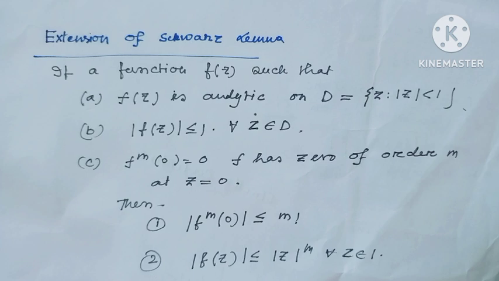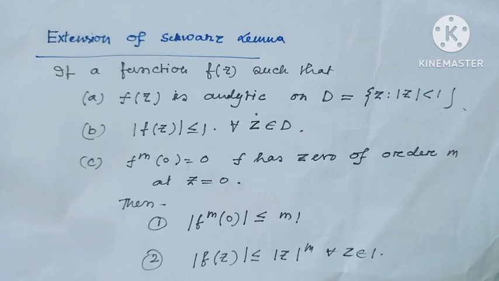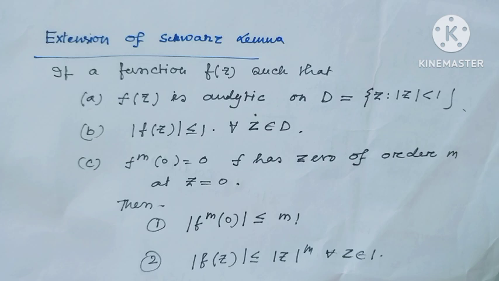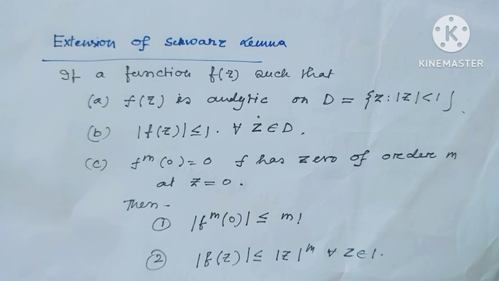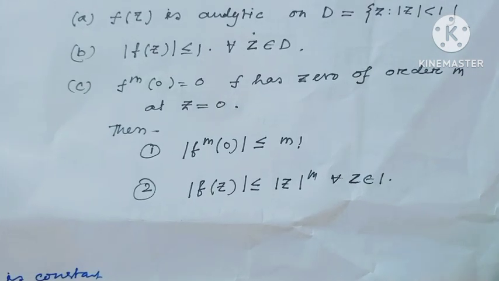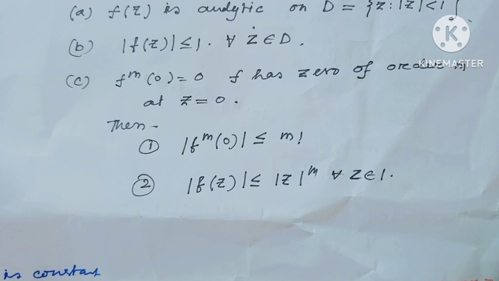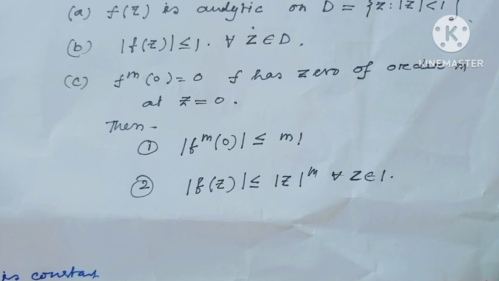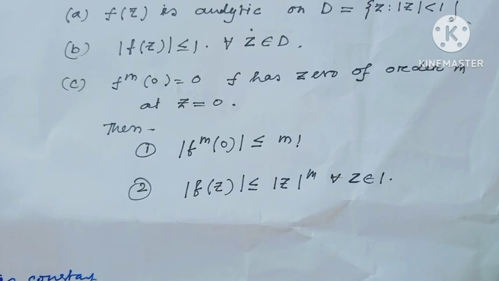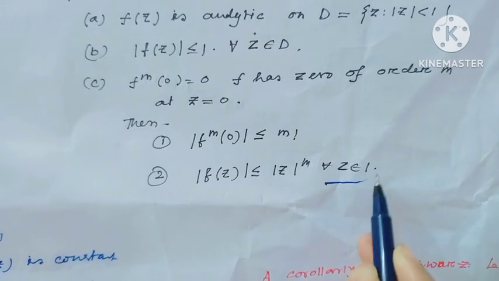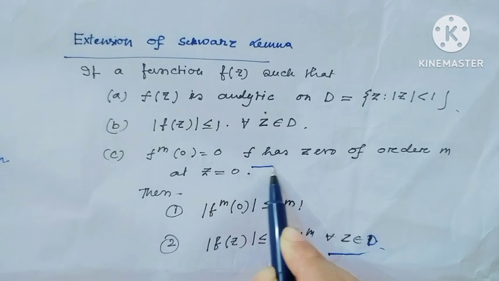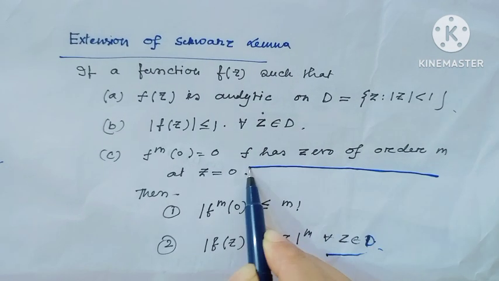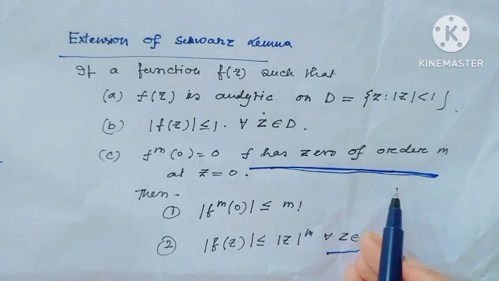See, f^(m)(0) equals 0 means f has a zero of order m at z equal to 0. Then absolute value of f^(m)(0) is less than or equal to m factorial, and second, absolute value of f(z) is less than or equal to absolute value of z to the power m, and this is true for all z belonging to the domain D. That means the Schwarz extension lemma is used when there is a higher order zero.